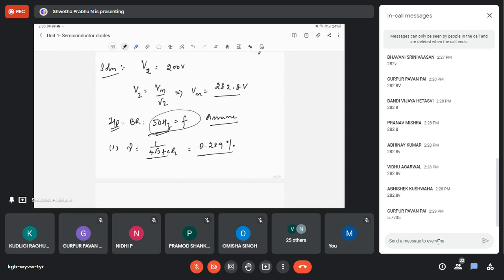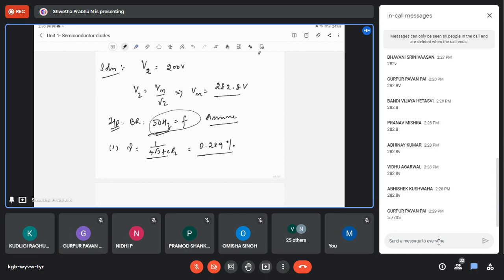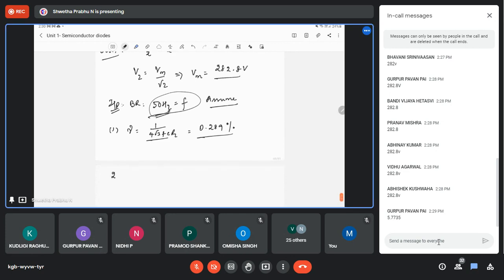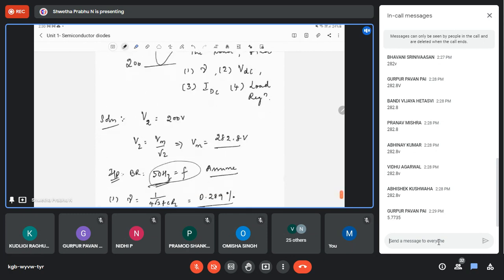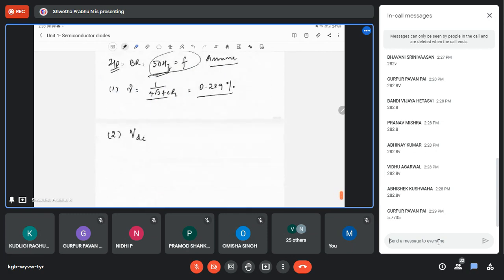Load regulation. Okay. Next. Next question is to find VDC. Do you have IDC with you? In order to calculate IDC, you need to have VDC, correct?